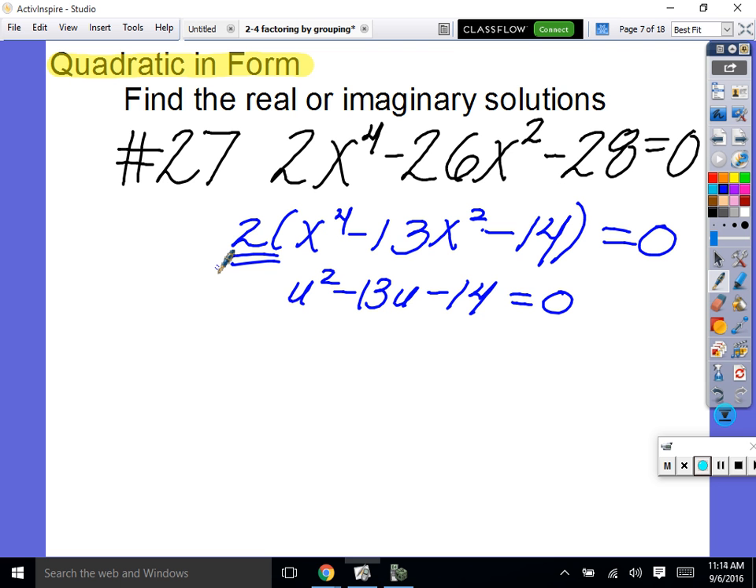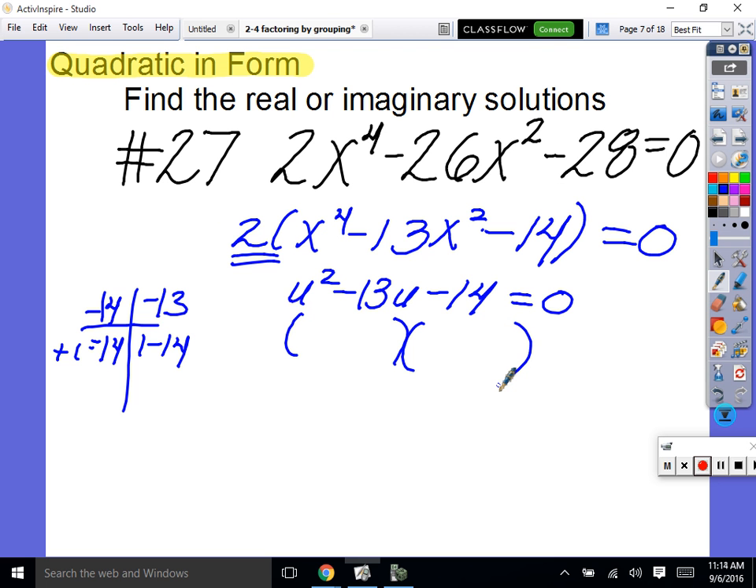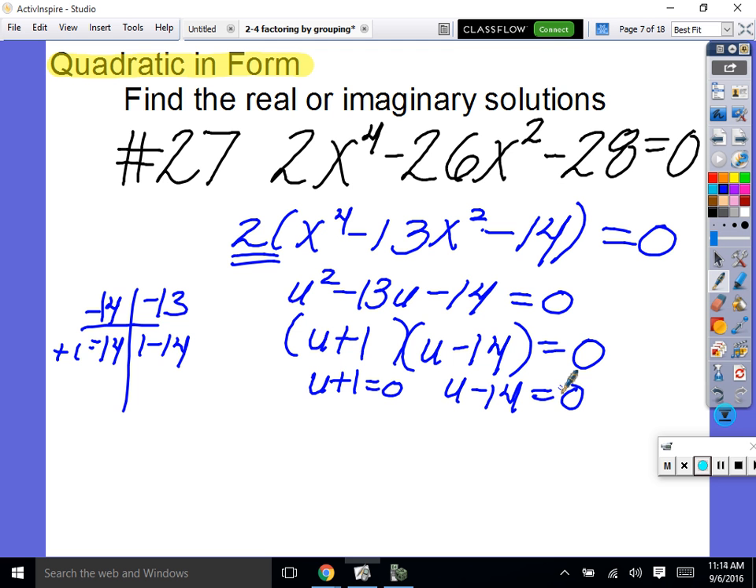Okay. So now we're doing what multiplies to be negative 14 and adds up to be negative 13. 1 times 14, correct? Negative 14, positive 1, correct? Yeah. 1 minus 14 is negative 13. So this quick factors, because my a value is positive 1, ignore the 2 for a minute. So this factors to be u plus 1 and u minus 14. The zero product property rule says we can set u plus 1 equal to 0. We can set u minus 14 equal to 0 and solve for u. Subtract 1, so u is equal to negative 1, correct?